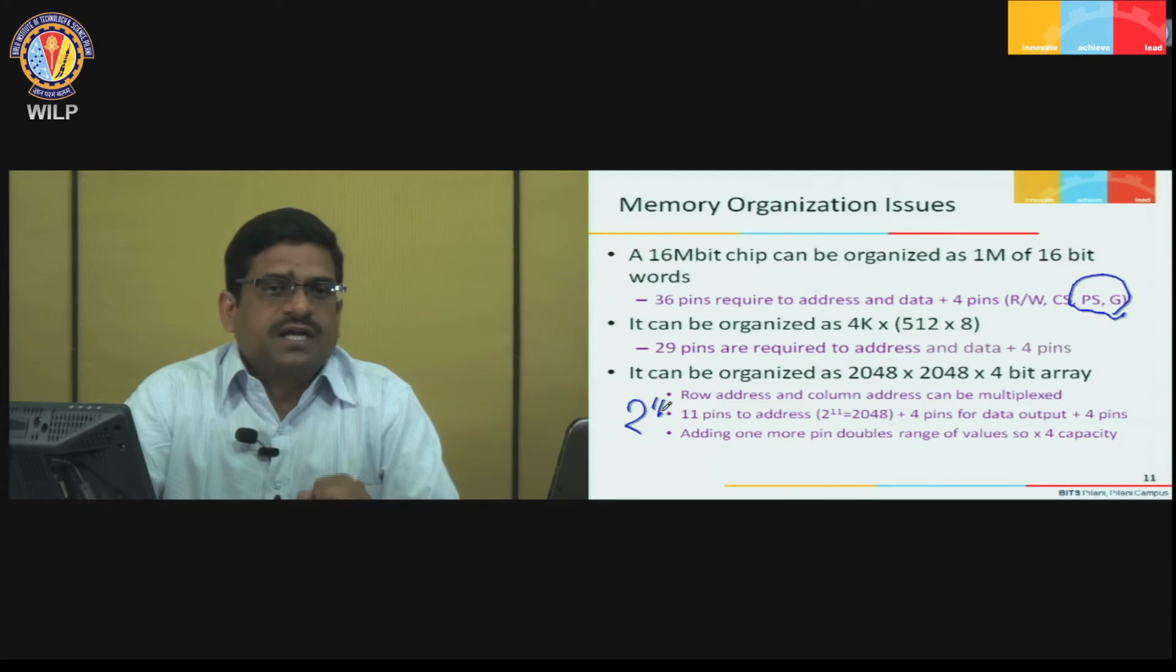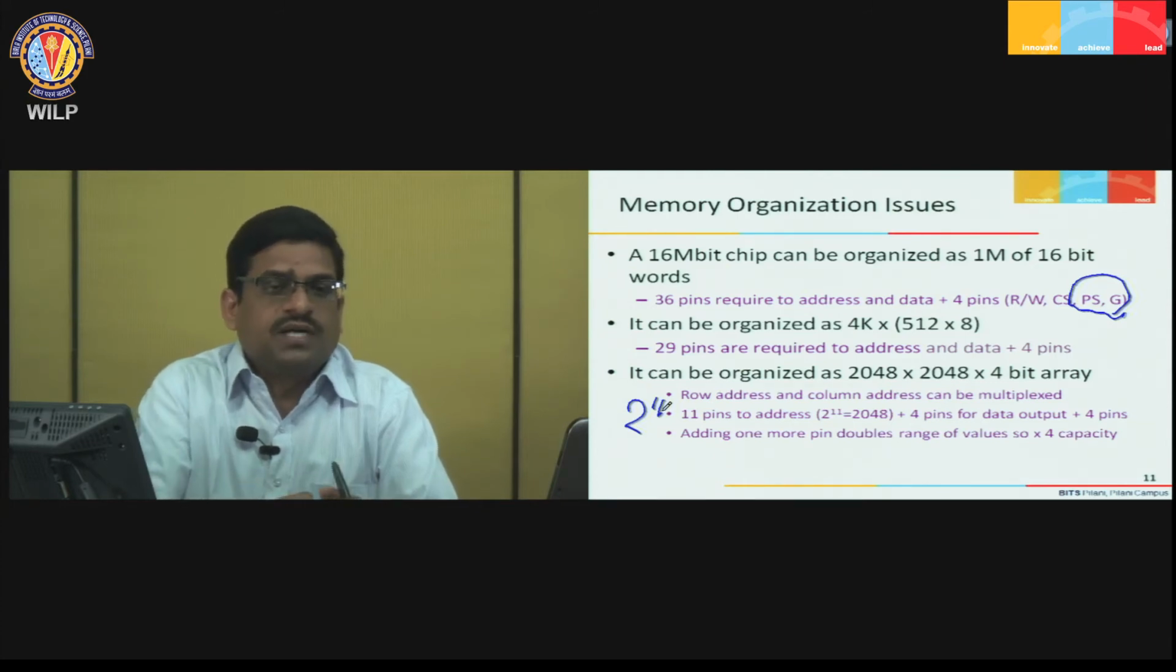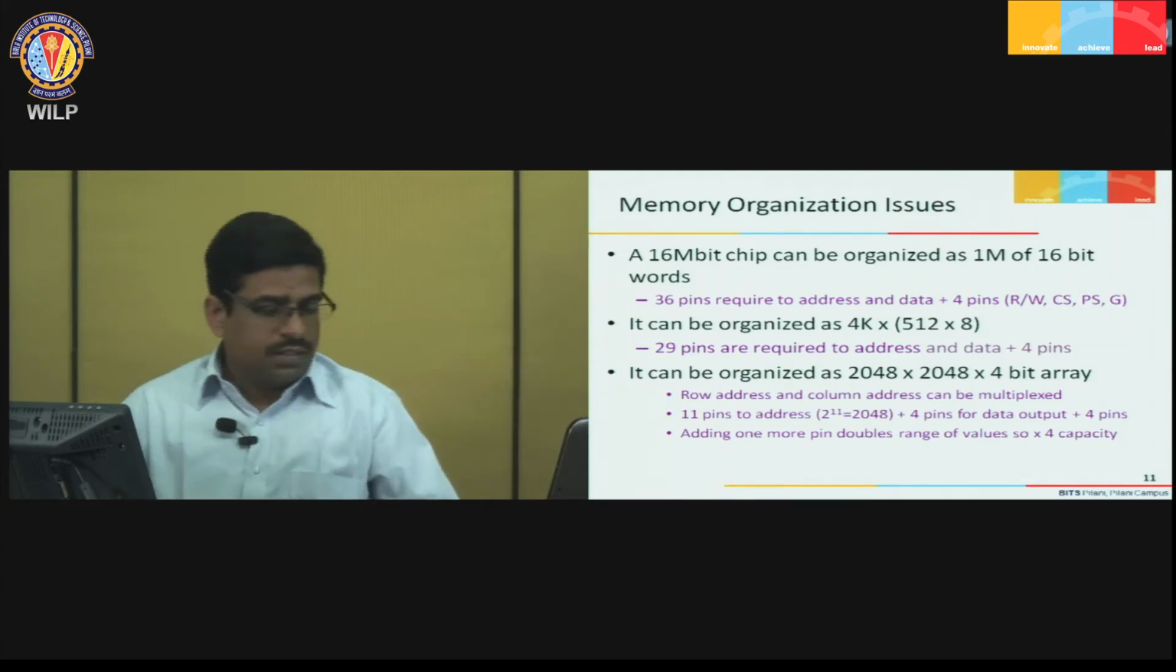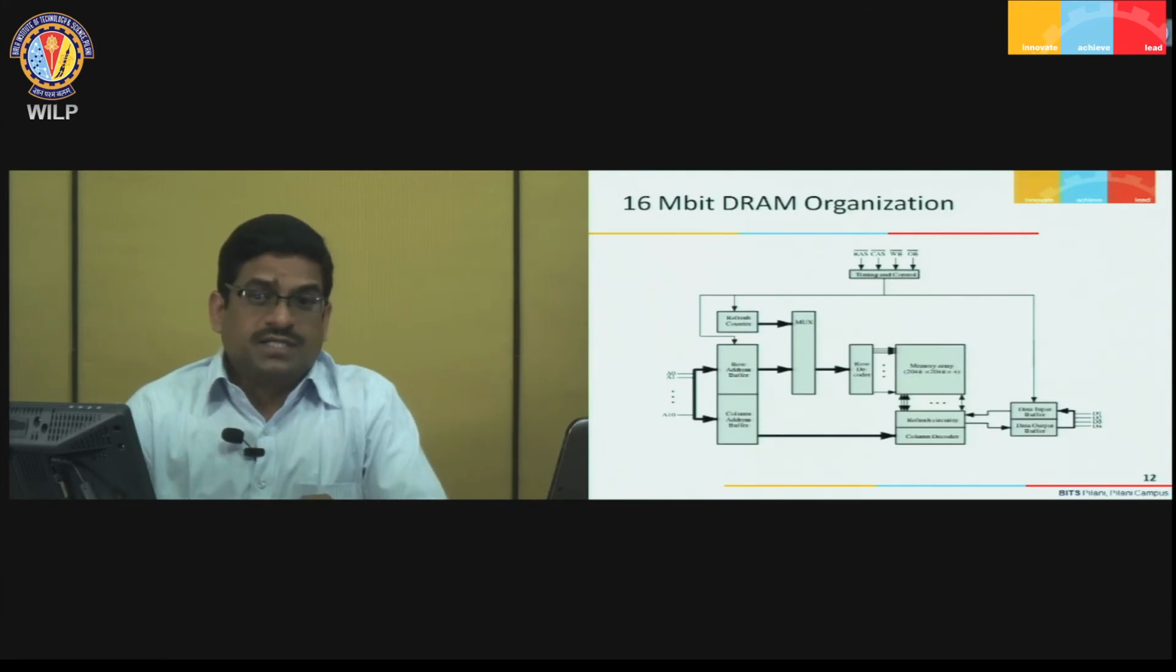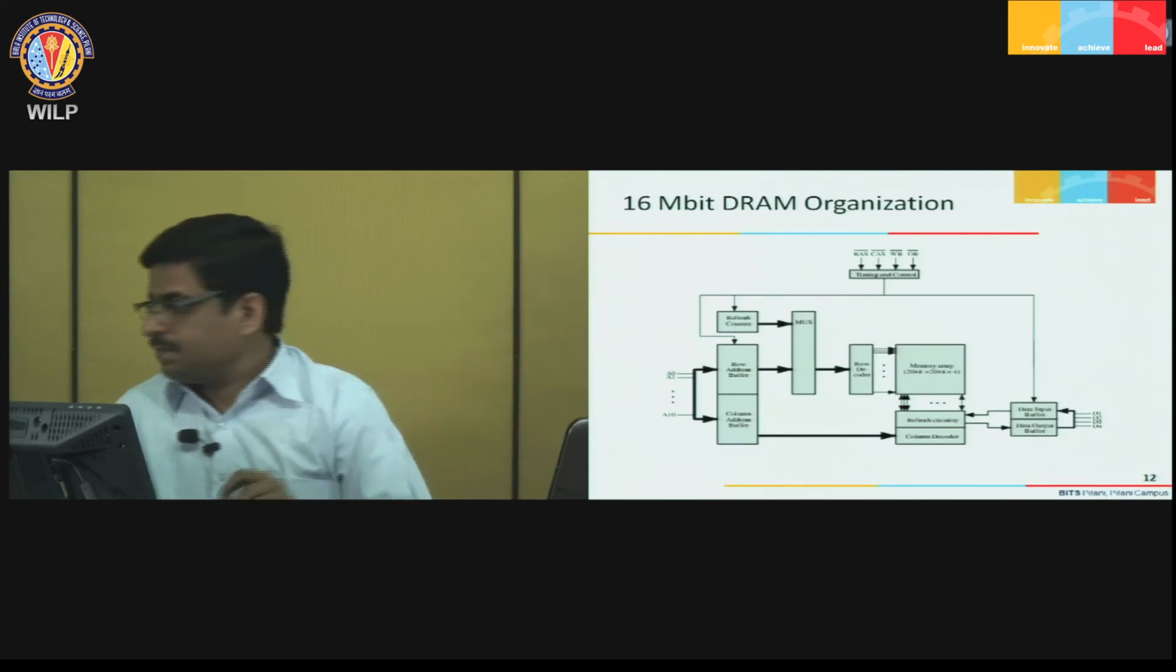In this kind of organization, if I just add 1 pin extra, that will double the range of the memory which I can organize or address. So, the total capacity will become 4 times. The range of row as well as the range of column both will double. So, the total capacity will be 4 times. Now, let us look at this organization, the organization which I am talking about, 2048 into 2048 into 4.